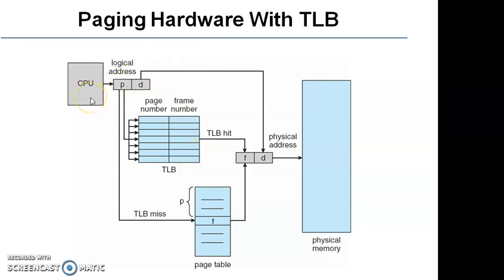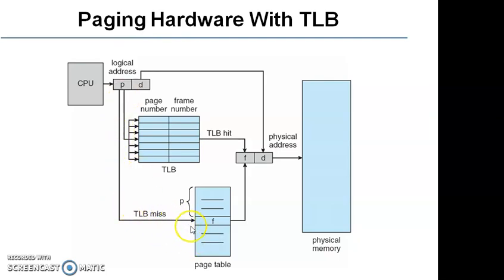Now let us see how this paging hardware using the TLB works. When the CPU generates a logical address P, D, this P is compared with all the elements available in the TLB. If there is a match, then the corresponding frame number is obtained. This is called a TLB hit. If the page number is not obtained in the TLB, then we go for the page table. This is called a TLB miss.